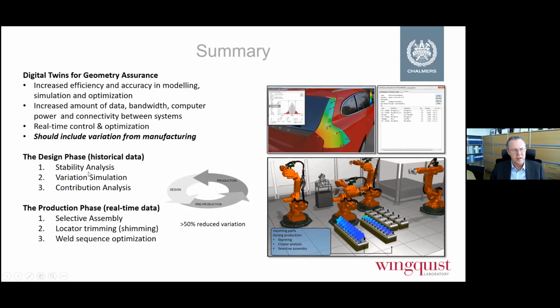And as I said, in the design phase, we use stability analysis, variation simulation, and contribution analysis to optimize the product, the production system, and the fixtures. And already here we do a lot of optimization. But then if you apply those techniques, selective assembly, locator trimming, weld sequence optimization, we can reduce variation by more than 50%, depending on what we choose in production. So first we do a lot of optimization in the design phase, and then we can take a lot more by doing this individualized adjustment in production. So we see a great potential here.